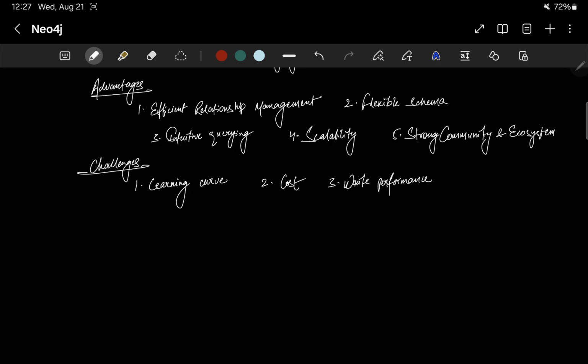In some cases, Neo4j can have slower write performance compared to other databases, especially when handling very large graphs with complex relationships. And next is limited use cases. While Neo4j excels in scenarios involving connected data, it might not be the best choice for applications that require complex transactional logic or need to handle large volumes of unconnected data. Okay.